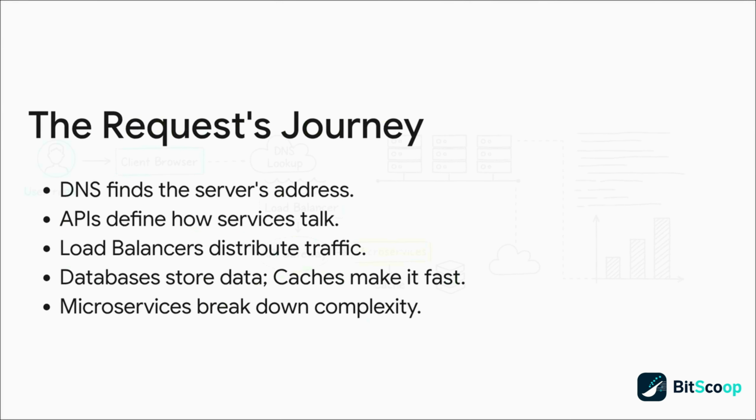Wow, okay, let's just step back and recap this incredible trip we've been on. Our request started with DNS to find the server's real address. It then used an API to have a structured conversation. A load balancer acted as a traffic cop to direct it to a healthy server. That server then used a fast cache and a reliable database to get the job done. And the whole thing was built on independent microservices to handle all that complexity.